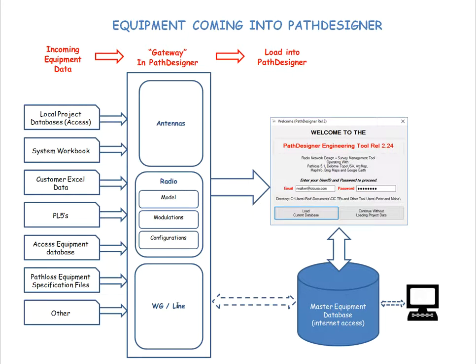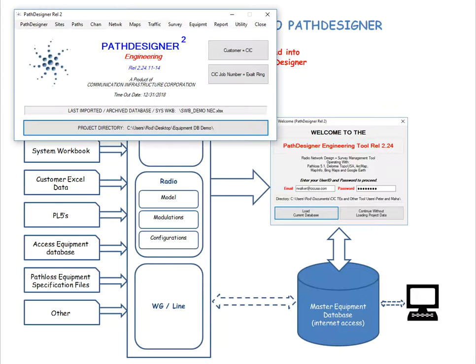So this gateway blocks you from getting anything into the tool until everything is either defined in the master database, or is replaced by a product in the master database, or has been cleared. So there's some options there, and you can actually exit Path Designer at this point. You can say, I'm not going to go any farther. This is not going to work. You can do that. Okay, so going to Path Designer.